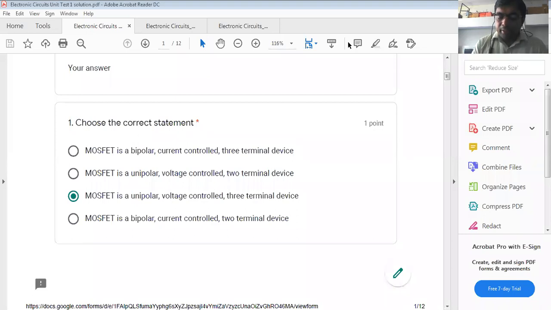Today we will discuss the unit test questions and answers from last week. Most of you have performed well, but there is still a lot of improvement required.